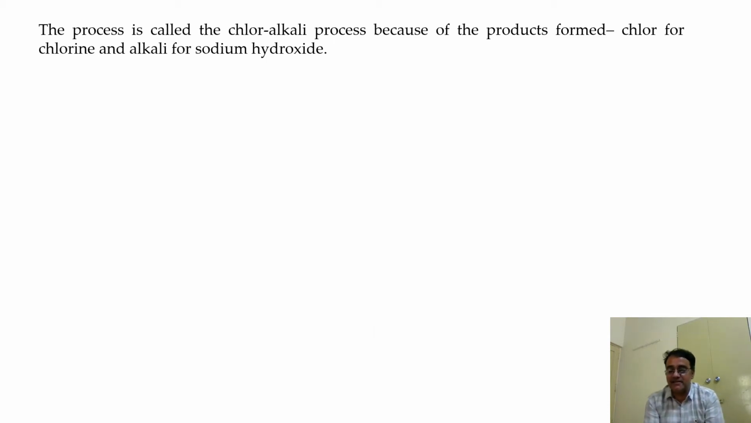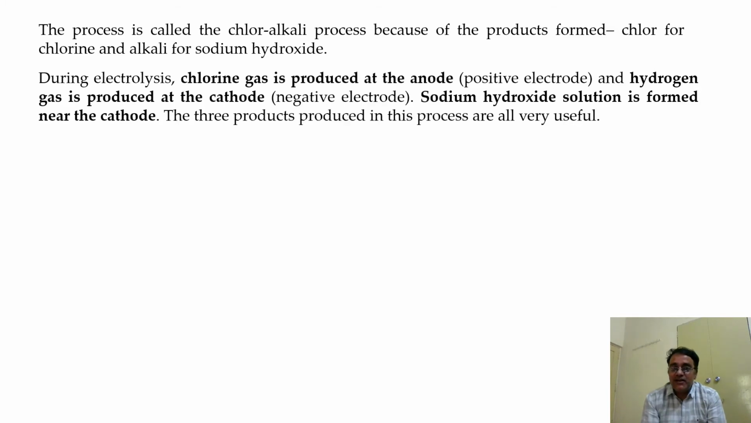alkaline, a base. Now during electrolysis chlorine gas is produced at the anode, that is the positive electrode, and hydrogen gas is produced at the cathode, that is the negative electrode. Sodium hydroxide solution is formed near the cathode. The three products produced in this process are all very useful. First sodium hydroxide, second chlorine gas, and third hydrogen gas.